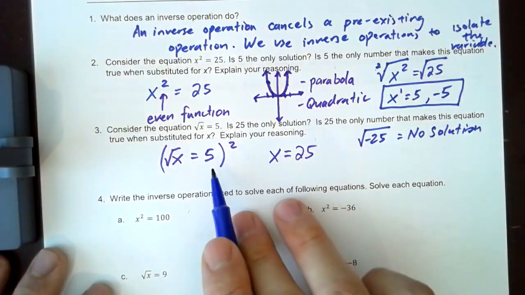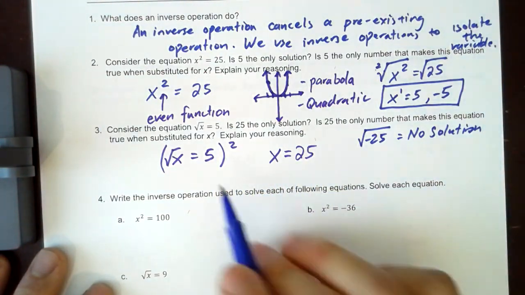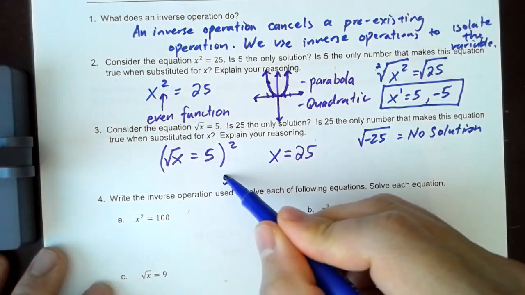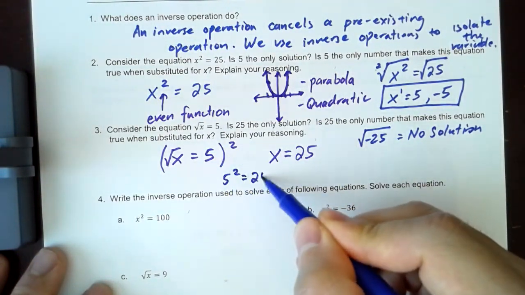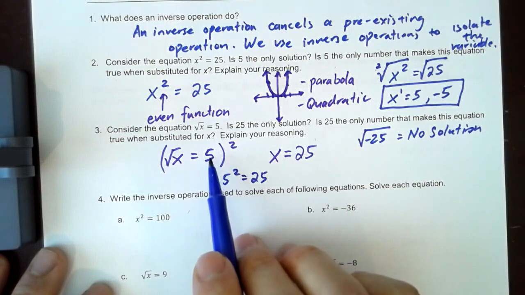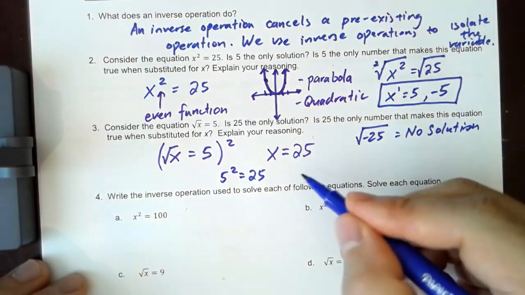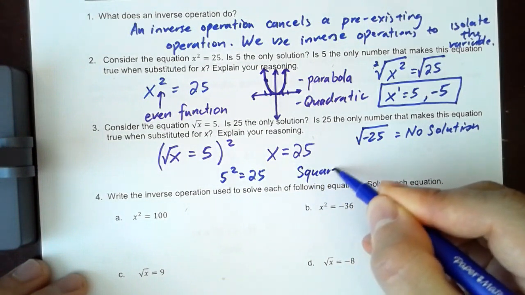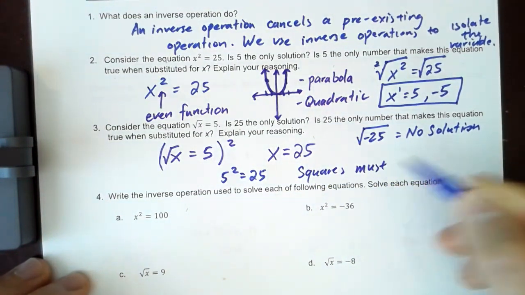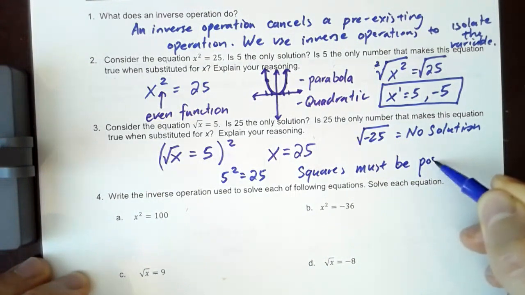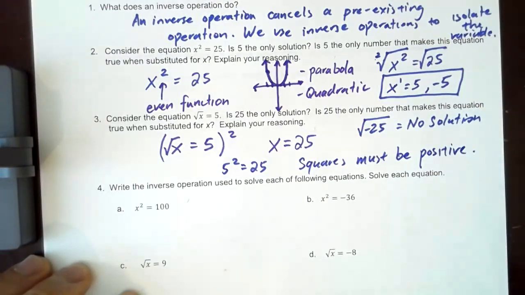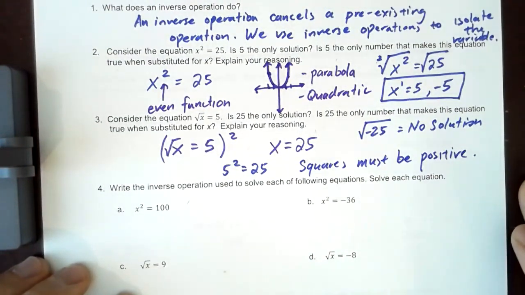Well, I think the quick answer to that is 5 squared is always going to be positive. So if you just think about it, 5 squared is always positive, and there's no way that this square, or any square for that matter, should ever be negative. So you can even write something like squares must be positive. Okay. I hope that makes sense.